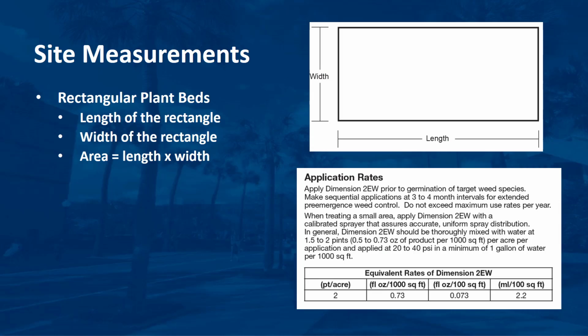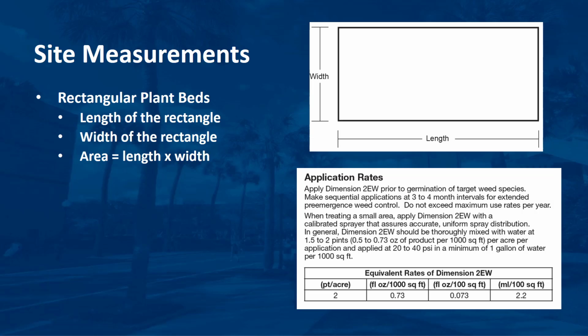geometric shapes. To calculate the area of a rectangular plant bed, you must know two dimensions: the length of the rectangle and width of the rectangle. Before any calculation, make sure that both dimensions are stated in the same units, usually feet. To find the area in square feet, multiply the length by the width.